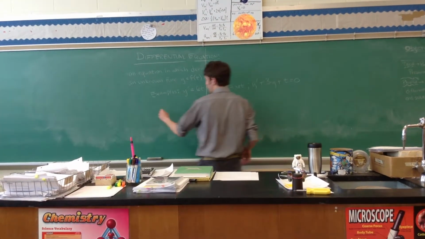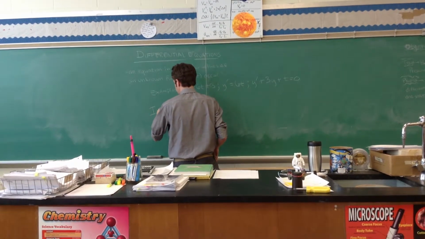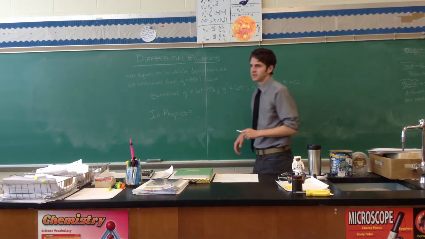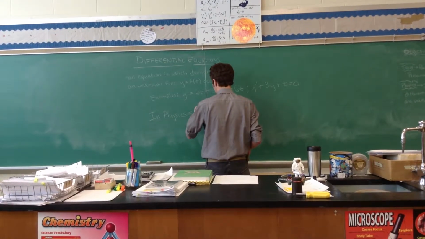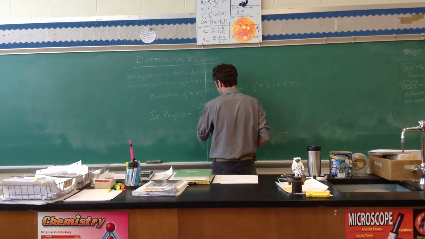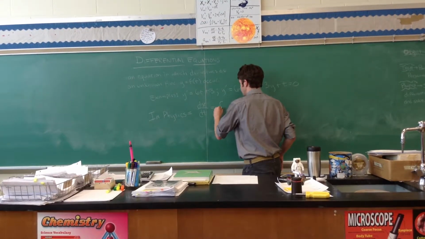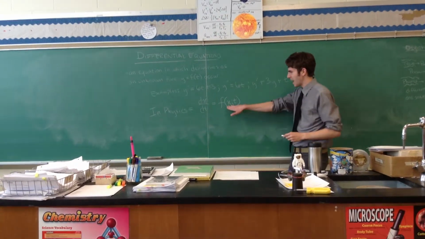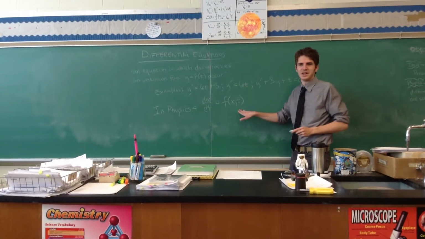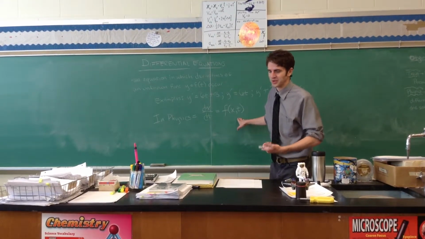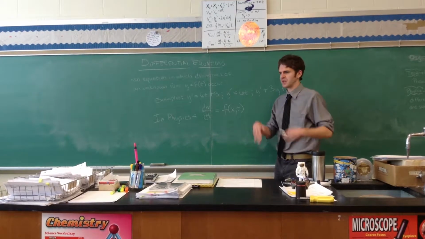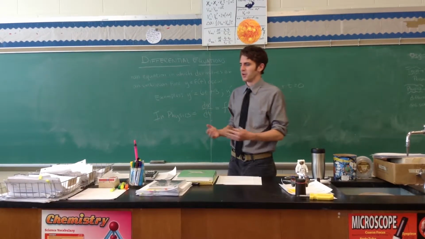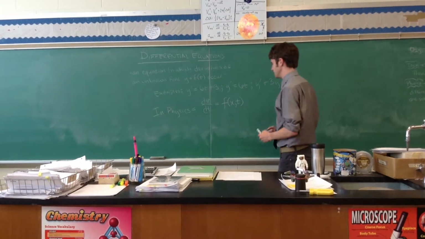So in physics, we might see something along the lines of dx/dt equal to some function that has two factors: position again and time. Because if you've been paying attention all year, you know we talk about position and time a lot. And if we combine those two things, we can note velocity and acceleration and a whole myriad of other things just by position and time.